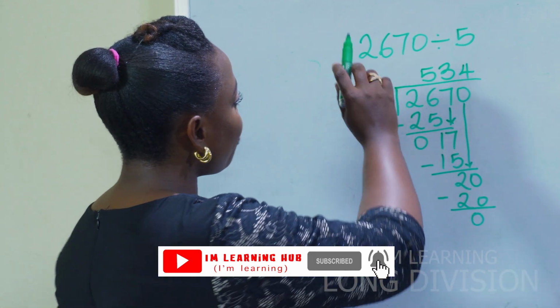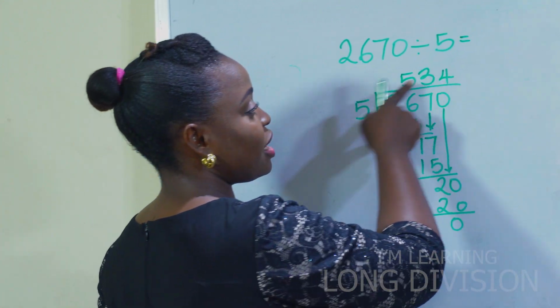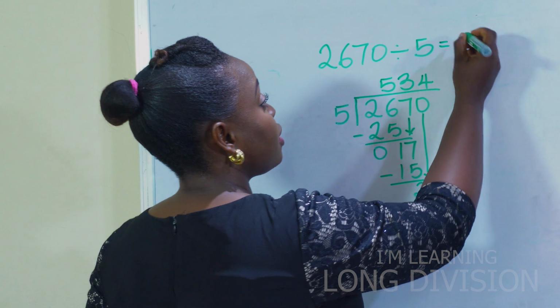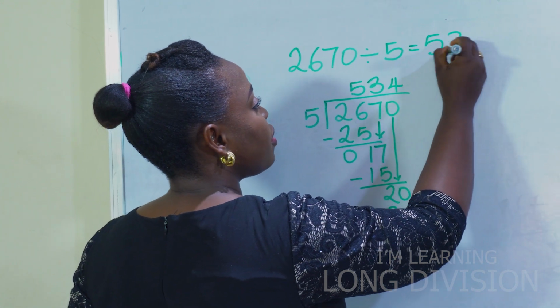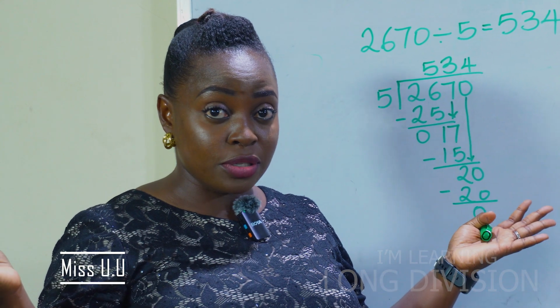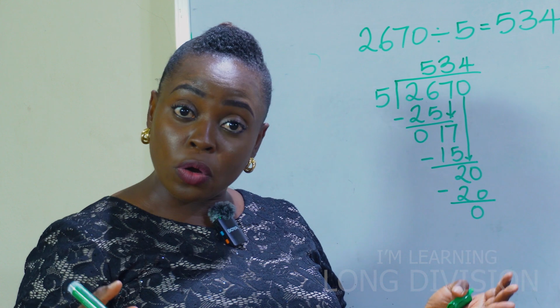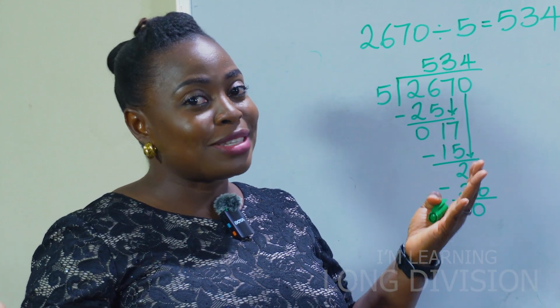So therefore, 2,670 divided by 5 is equal to, now this here is my answer, 534. And it's that simple, no matter how large the number is. Just remember, does McDonald's sell cheeseburgers raw? And it makes it easy.